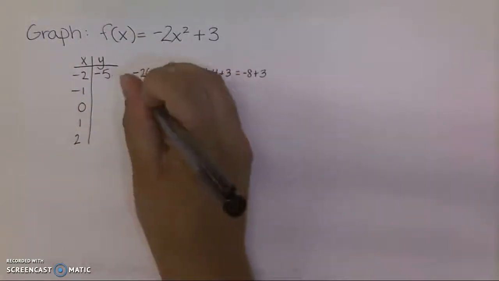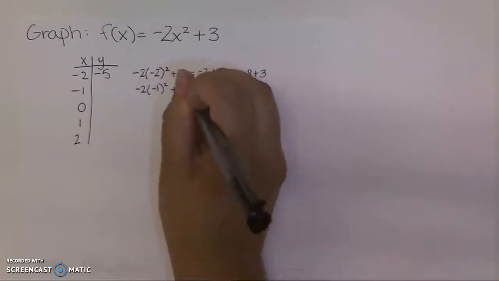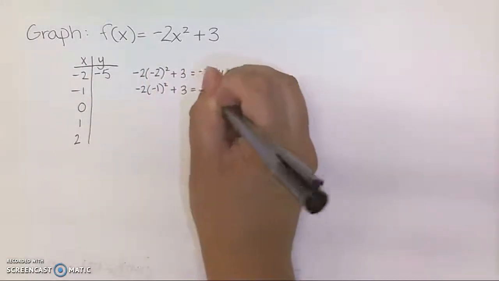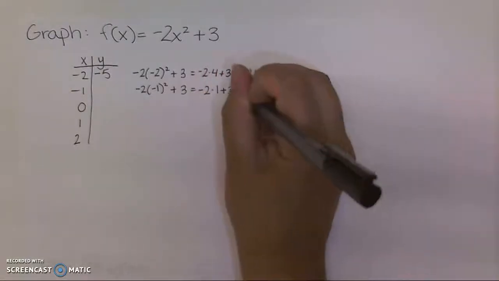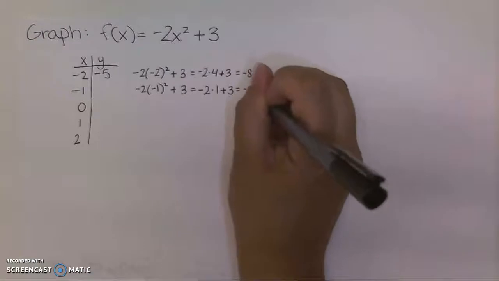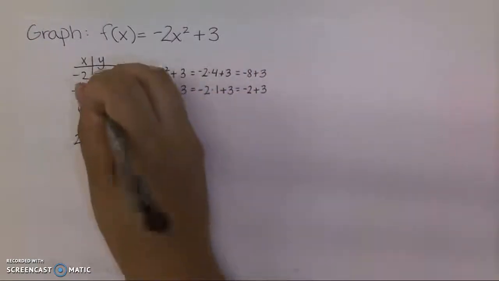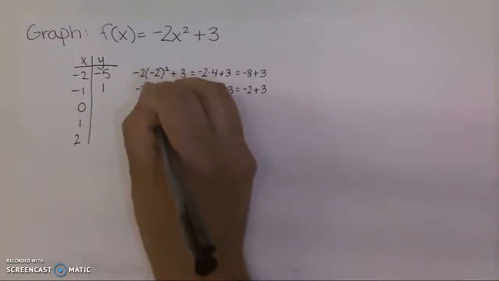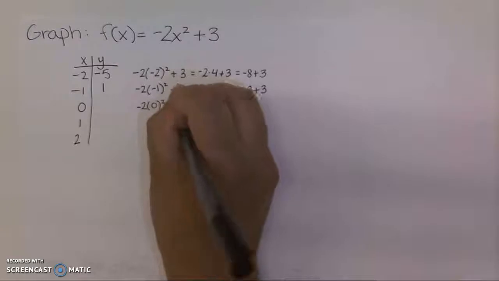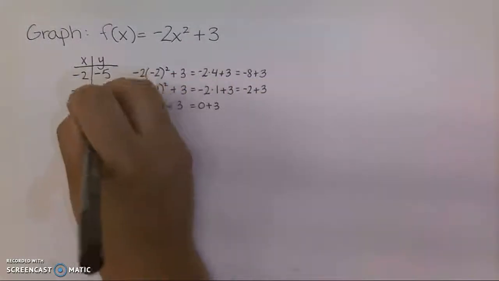Now I'm going to plug in -1. So -2 times -1 squared plus 3. -1 squared is 1. -2 times +1 is -2. And then add that 3 at the end. It's a 1. Now for 0: -2 times 0 squared plus 3 would be 0 plus 3, which is 3.